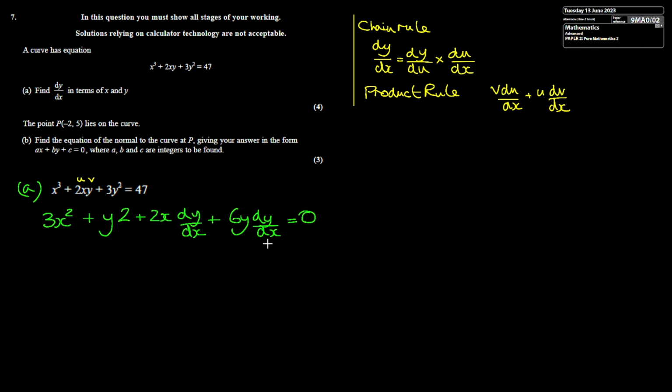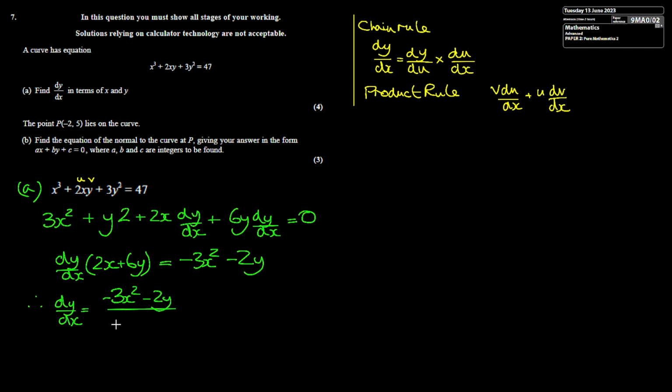So I now need to take dy/dx out as a factor, and I've got 2x plus 6y. I'm going to put the remaining terms on the other side and making them negative as they move across. So this is negative 3x squared minus 2y. So therefore dy/dx is equal to these two divided by 2x plus 6y. And that's the answer to part A.